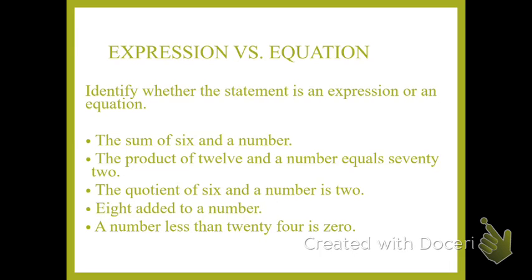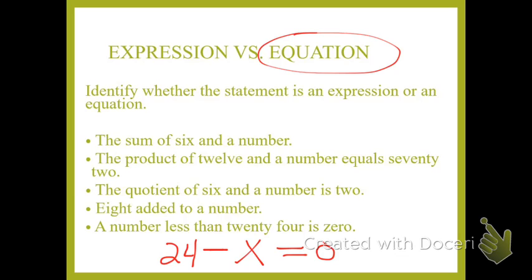A number less than 24 is 0. A number less than means that I'm subtracting the number from something. A number less than 24 means I'm subtracting it from 24. Is 0, is means equal, so this is an equation.